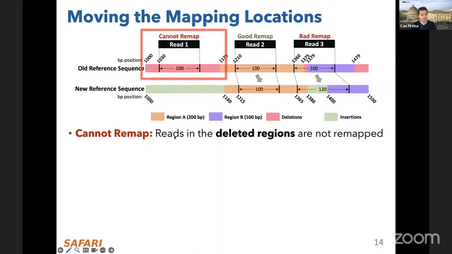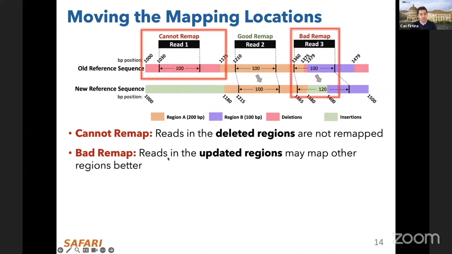Cannot remap are the reads that fall under the deleted or the retired regions. They cannot be remapped, so we're missing the information there. There are also some bad remaps. These reads fall under the updated regions, and there are some differences here. This means that that particular read was aligned to that particular region in the old reference genome by taking into account all the differences between this region in the reference genome and the read. But now there are newer differences, meaning the alignment score that we're calculating would have changed if we aligned this read to that particular region again.